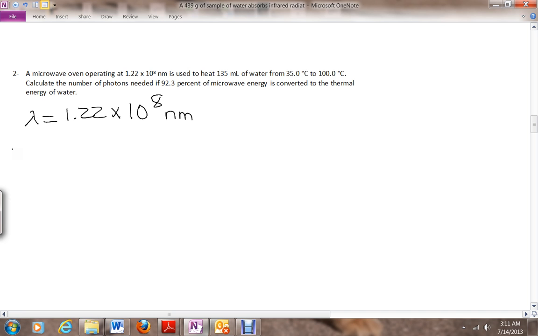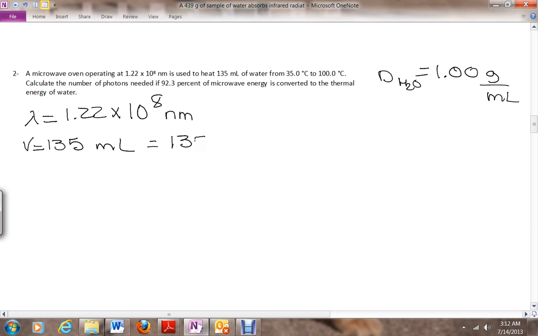Is used to heat 135 milliliters of water. Now this is the volume, 135 milliliters of water. Very similar to the other one, but in this case it's milliliters. But if we take the density of water as 1.00 grams per milliliter, we can already assume that it's 135 grams. Why am I taking it?